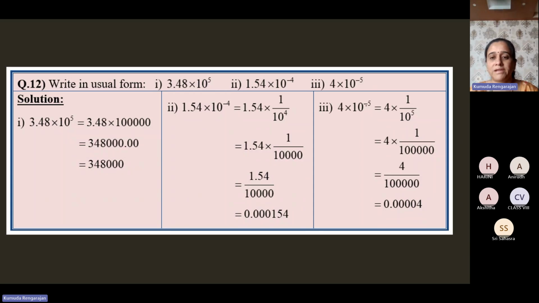Same thing here. 10 to the power minus 5 can be written as 1 by 10 to the power 5, which means 1 followed by 5 zeros. So which means 4 divided by 1 followed by 5 zeros. And to find the decimal value, you need to shift the decimal point to the left by 5 places because 5 zeros. 1, 2, 3, 4, 5 zeros. The decimal point is now here. So you'll have to shift it to the left by 5 places.